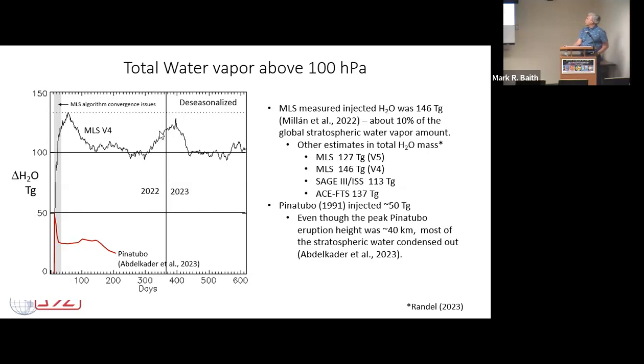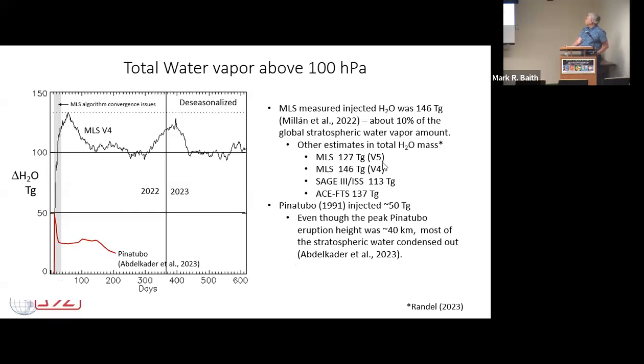And there's another little thing here, which I don't quite understand, but I've tried to deseasonalize this. To compare, this is Pinatubo. Pinatubo didn't go as high as Hunga-Tonga, and you can see the water vapor went up and dropped right back down. This is a simulation by Abdelek Hader. I probably mangled his name, which is kind of nice to show us a comparison. There was water injected by Pinatubo, but not nearly as much as Hunga-Tonga.